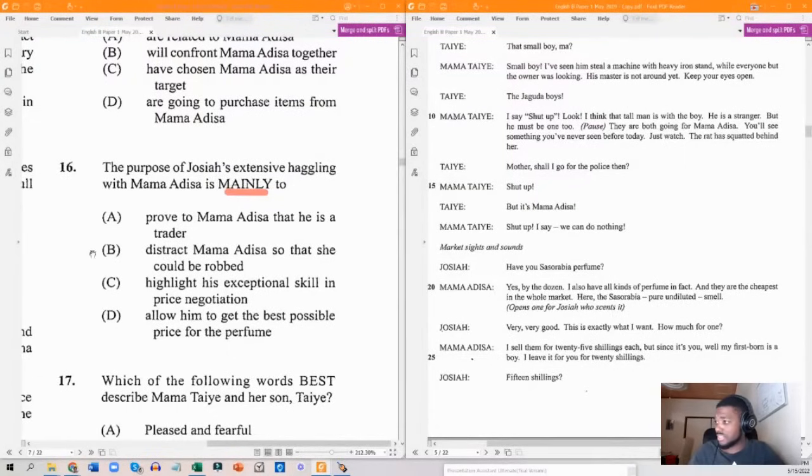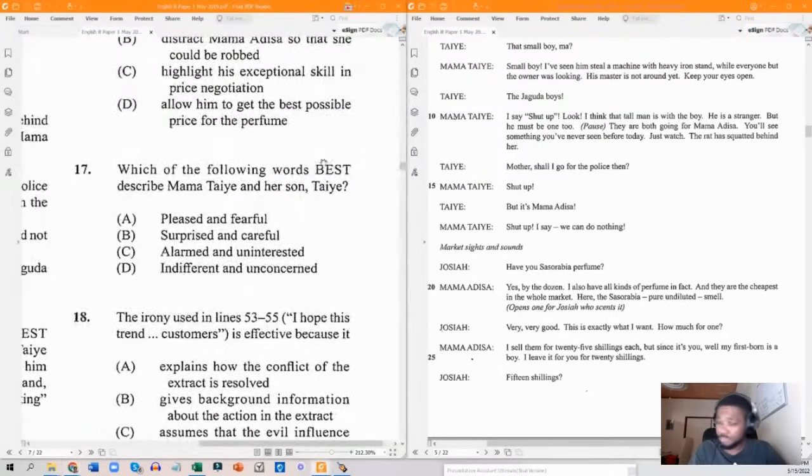All right, so 16, B, to distract Mama Adisa. Yes, that's right. This guy had no intention of buying anything. He just wanted to prolong the conversation so that Mama Adisa could be in the position to be robbed. She could be distracted. So 16 has to be B. By the way, if I'm moving too quickly and there's an answer that I give that is unclear or you disagree, just stop me and I'll backtrack. In the meantime, let's jump to 17.